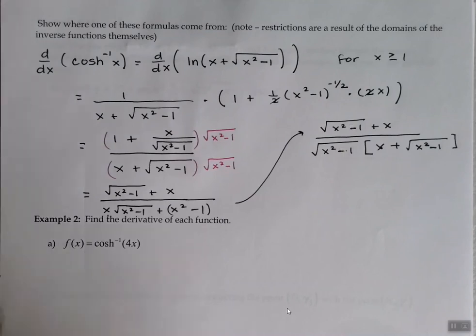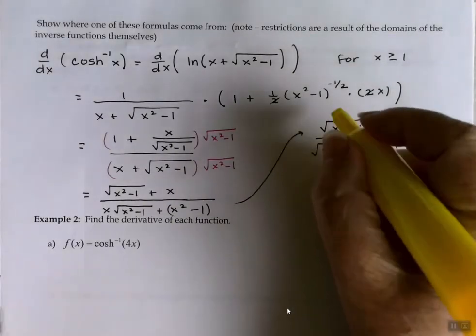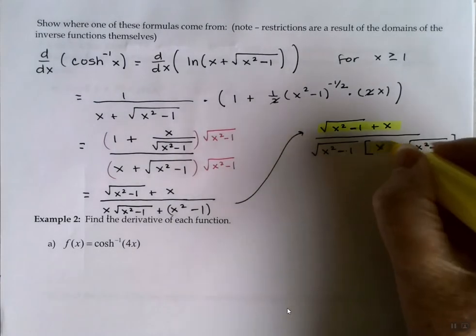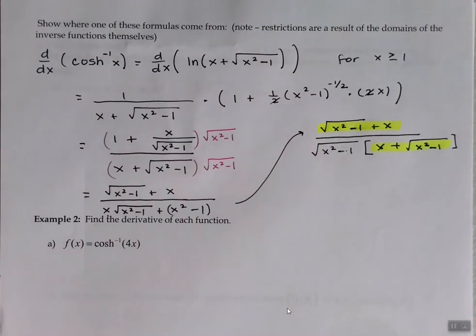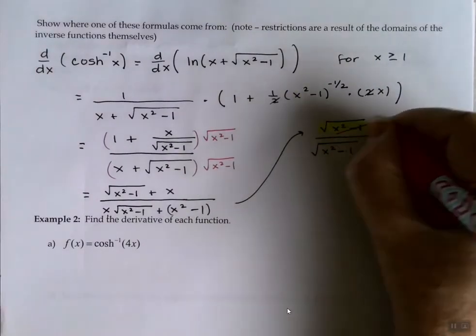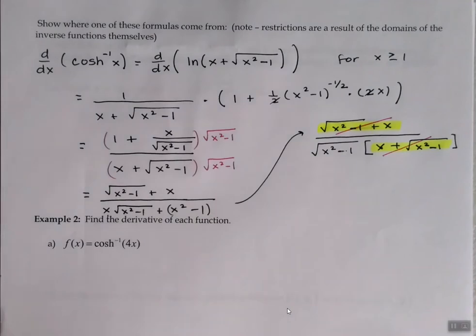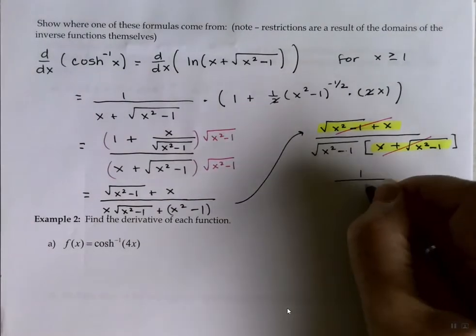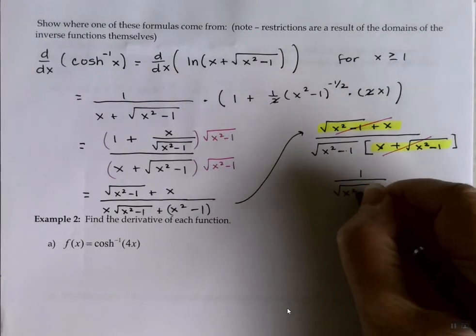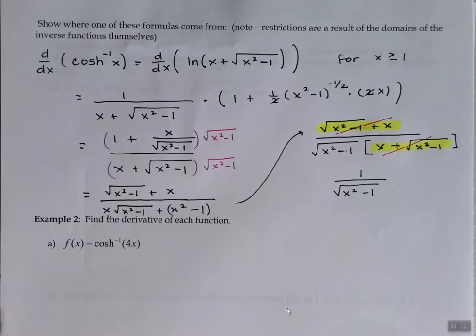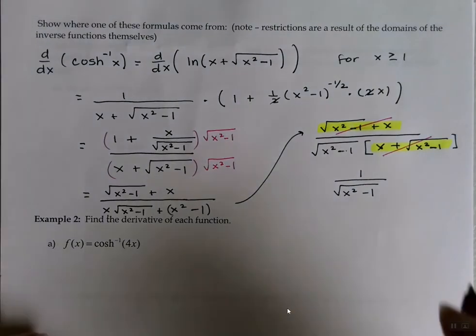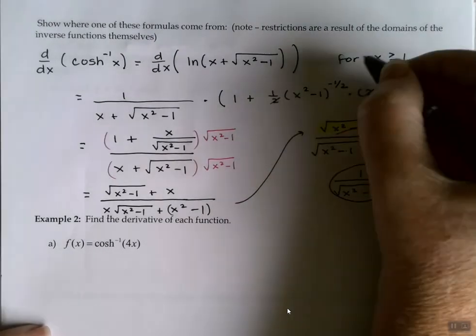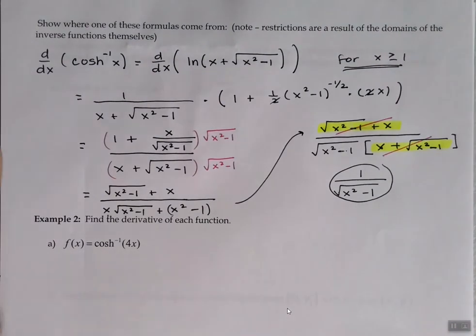Now, if I look at the numerator, it's a perfect match for what's inside these brackets, and so I can divide those out. And that's just going to give me 1 over the square root of x squared minus 1. So it cleans up real well. It just took a little bit of algebraic ingenuity to get us there. And again, this was for x greater than or equal to 1.